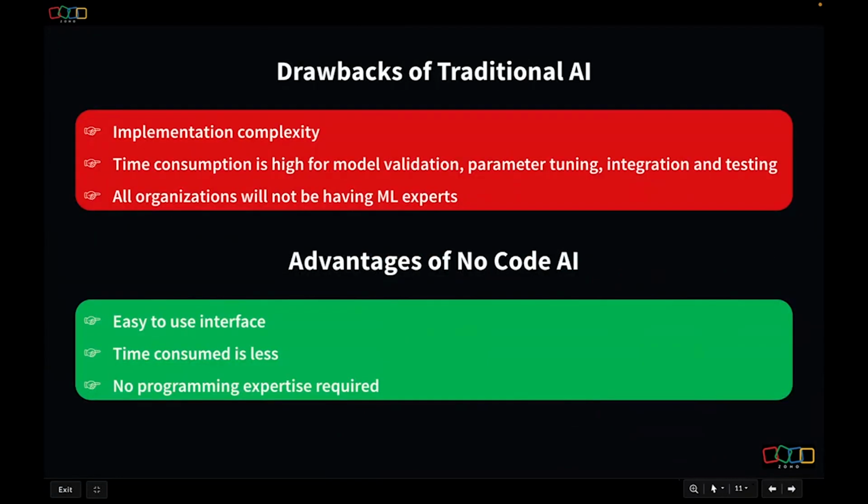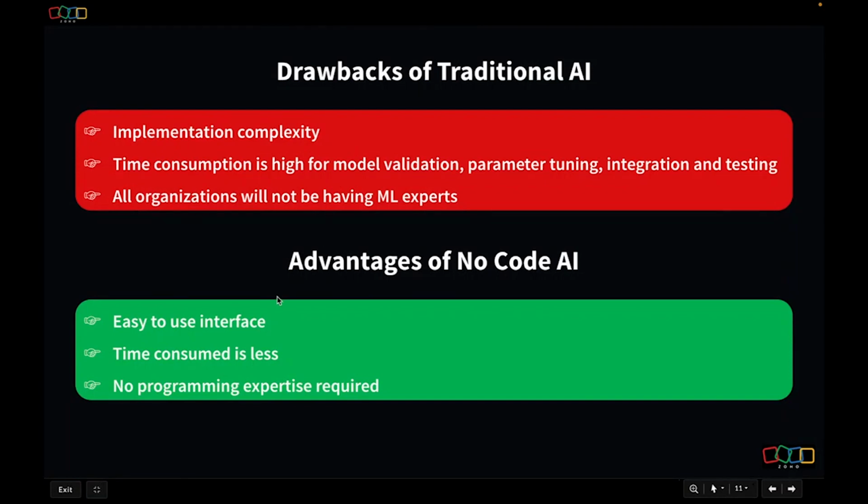Now coming to the comparison of traditional AI and no-code AI. It is really a tough process to build an AI using traditional methods. This will also consume a lot of time, and the implementation process is of course complex. Also, all organizations will not have ready ML experts.